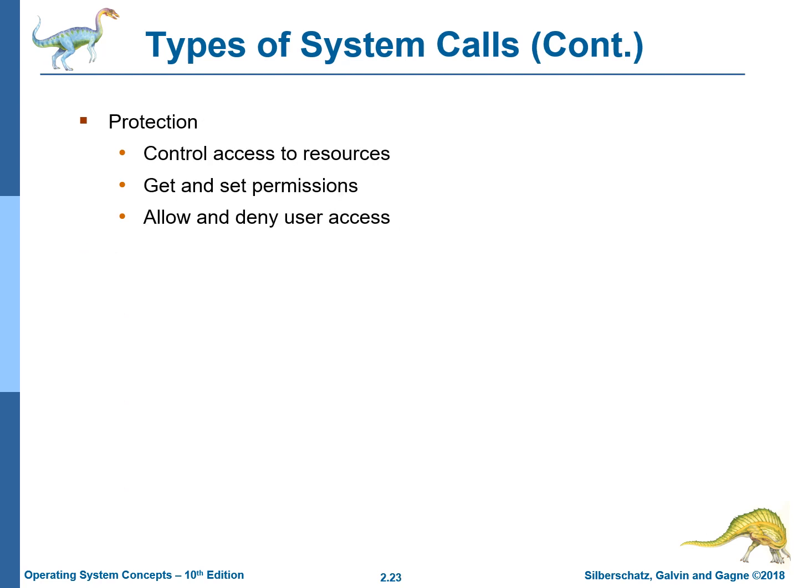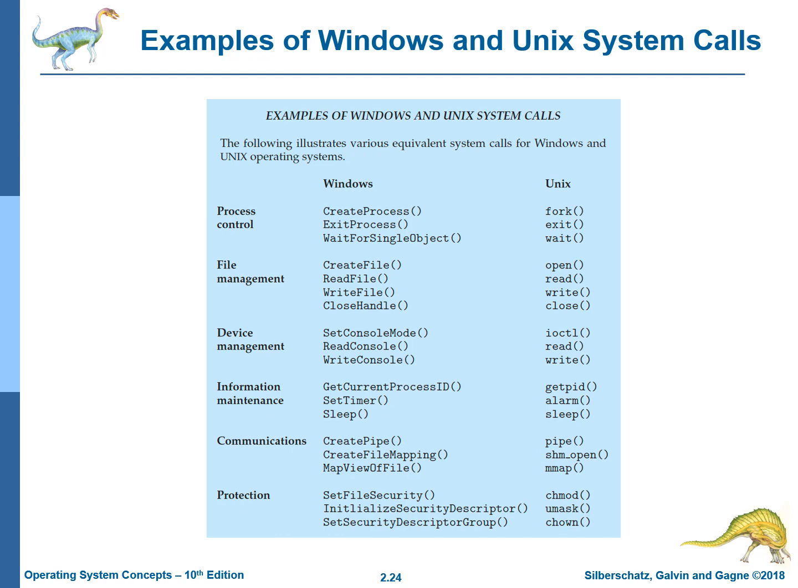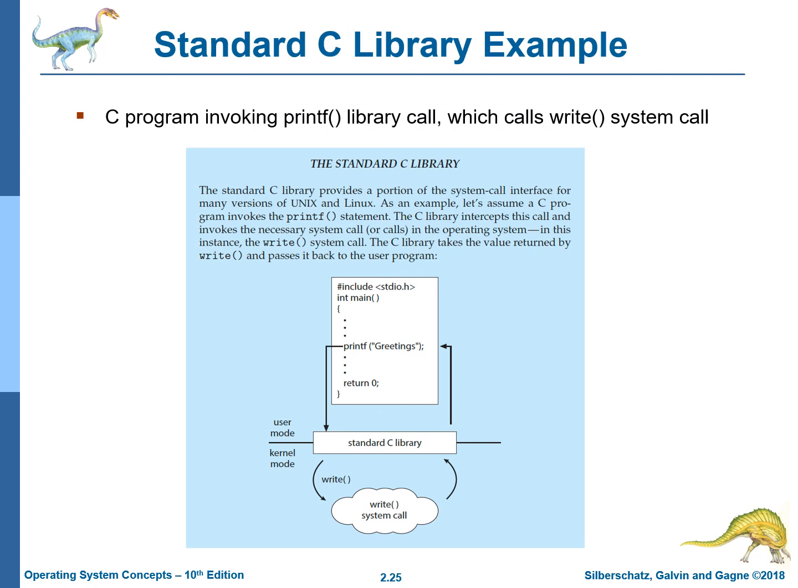And the last type of system call is protection. To control access to resources, to get and set permissions, to allow and deny user access. This is an example of Windows and Unix system calls. This is a standard C library example. A C program invoking the printf library call, which calls the write system call.